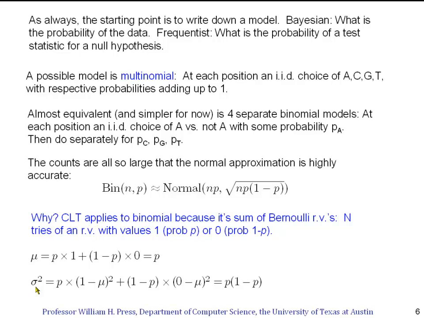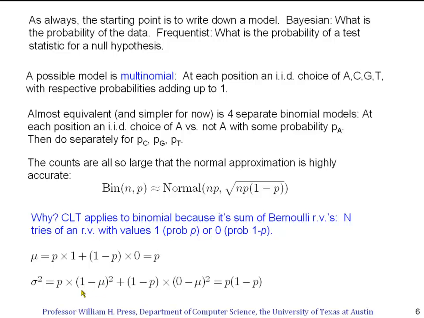And what is the variance, or standard deviation squared? Well, that's the centered second moment of the distribution. That is to say, with probability p, we get a value 1, and its distance from the mean squared is 1 minus the mean squared.